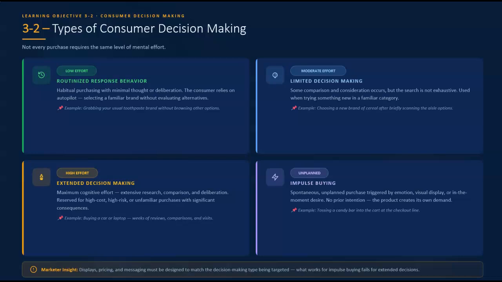decision making level. Then you go down to high effort, extended decision making, maximum cognitive effort, extensive research, comparison, and deliberation reserved for high cost, high risk, or unfamiliar purchases with significant consequences. Again, buying a car or a laptop, even a house, weeks of reviews, comparisons, and visits.